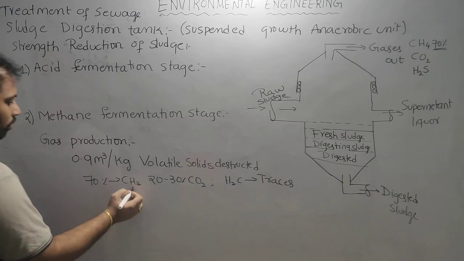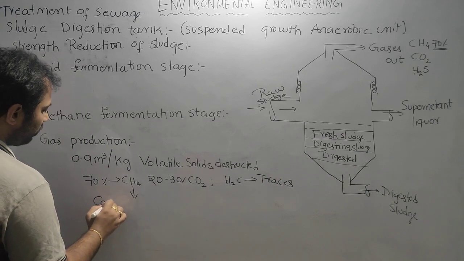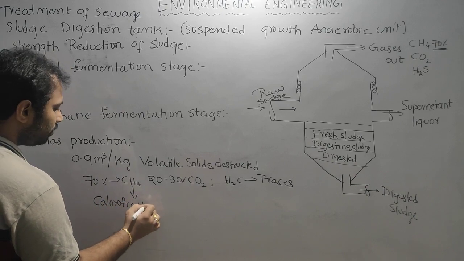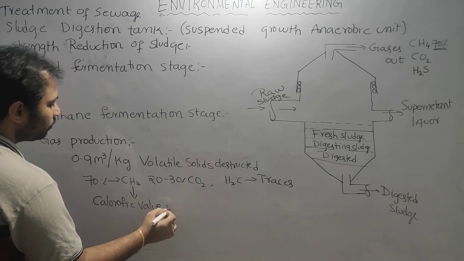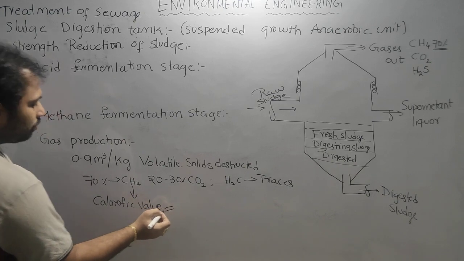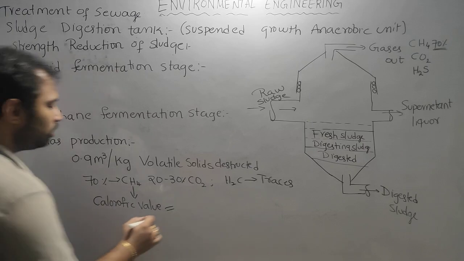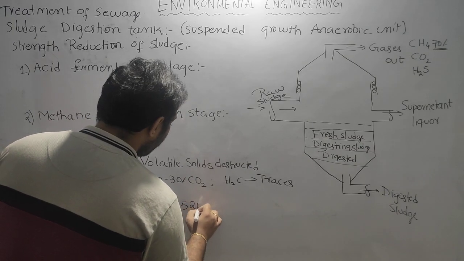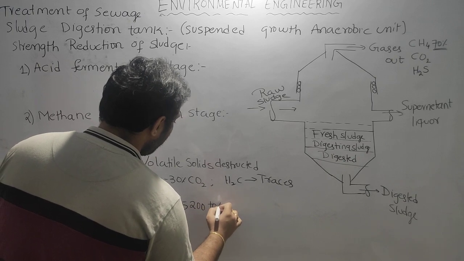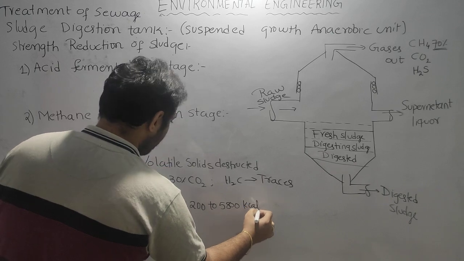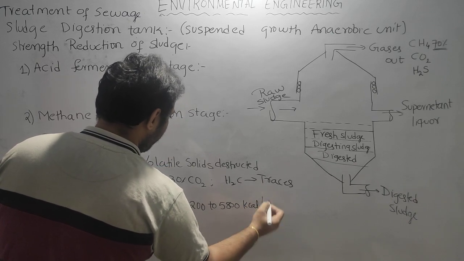The calorific value of CH4 is 5200 to 5800 kilocalorie per meter cube. That is the kilocalorie energy it can give per meter cube of production. Okay.